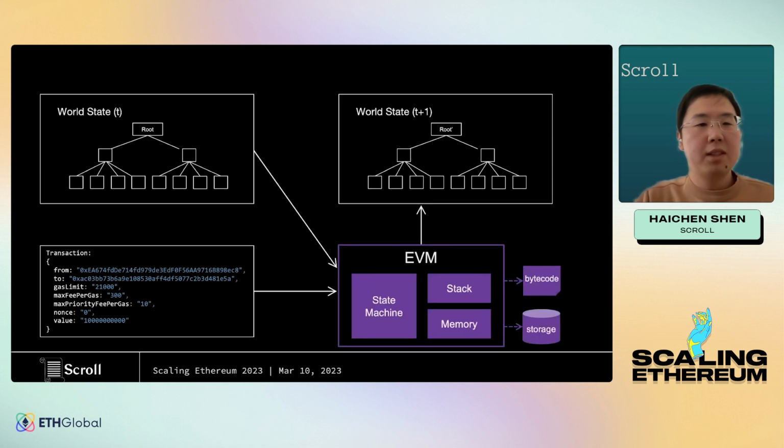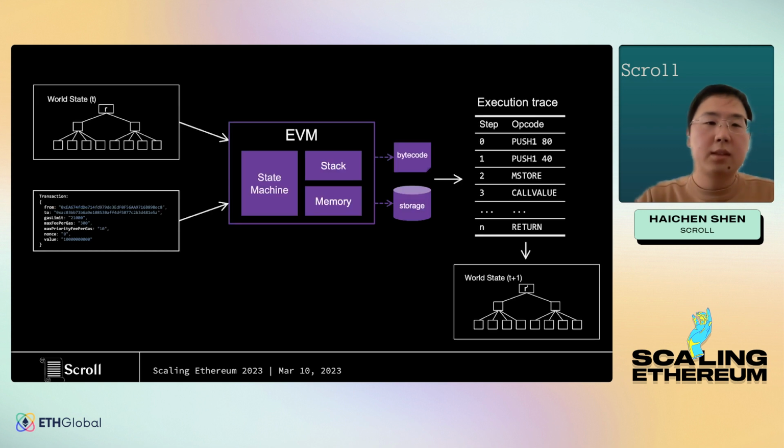Then, looking inside what happens inside the Ethereum virtual machine, you basically get a few different modules. First, you have a state machine that interprets all of the bytecodes inside any smart contracts. You have a stack and a memory for any transient data. And you also have access to two databases. One is the bytecode database, which loads the smart contract and executes it. And the second is a storage database that keeps any state account information as well as any storage stored in the smart contract.